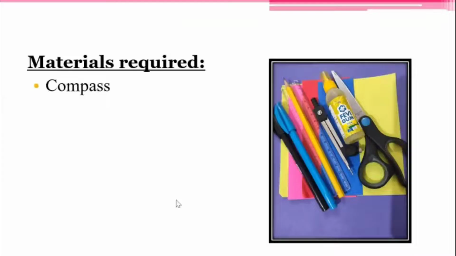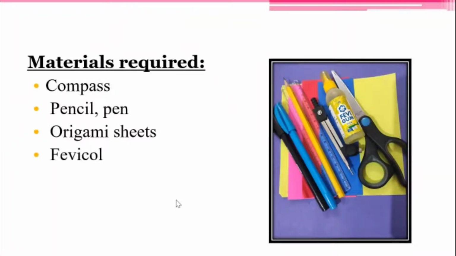The material required is again the same. We need the compass, pencil or the pen, then the origami sheets, fevicol or any other adhesive, the ruler, and the scissors. So this is all we need. Let me explain the activity to you.